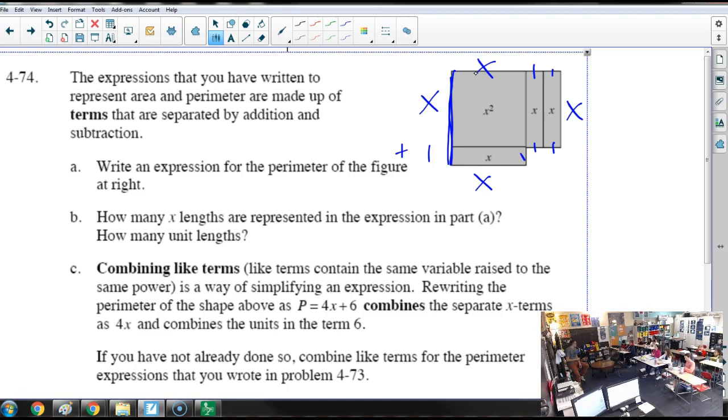Well, I don't have any negatives, right? I don't have any missing pieces, so how many x's total? 4. How many constants total? 6. So this is 4x plus 6. Does that make sense?